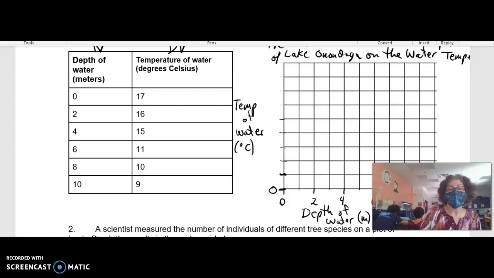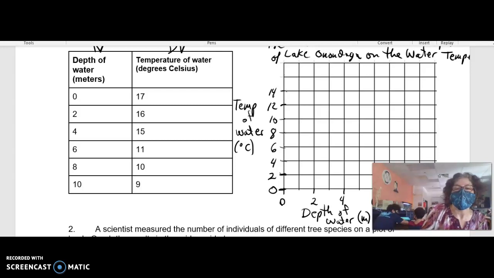What if I go up by twos? Would that work? 2, 4, 6, 8, 10, 12, 14, 16. That would work. Why don't we do that? Okay. So if I go up by 2, 4, 6, 8, 10, 12, 14, and 16, and 18 is at the top. That accommodates all the way to my 17 and down to my 9.